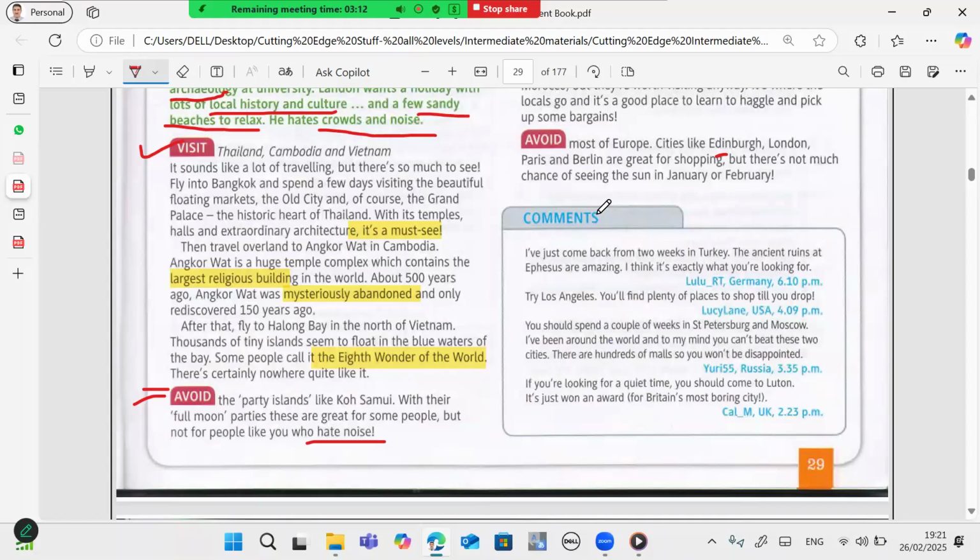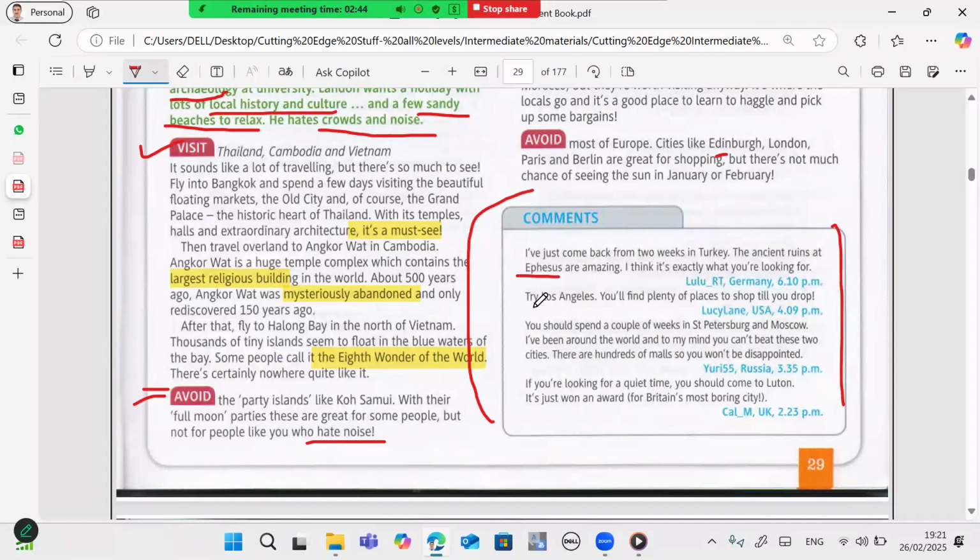الكومنتس بقى، نشوف الكومنتس. ده الفيدباك، دول الناس اللي هم نقول هوليداي ميكرز، دول الناس اللي راحوا يجربوا الاماكن دي. بيقولوا له إيه؟ واحد بيقول: I've just come back from 2 weeks in Turkey. The ancient ruins at the place are amazing. I think it's exactly what you are looking for.